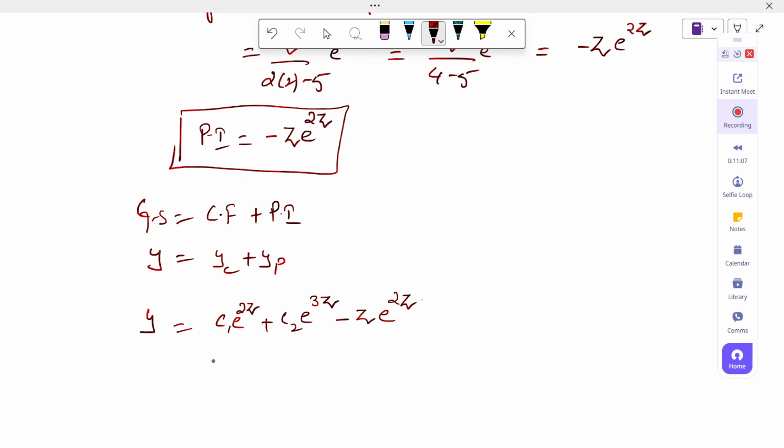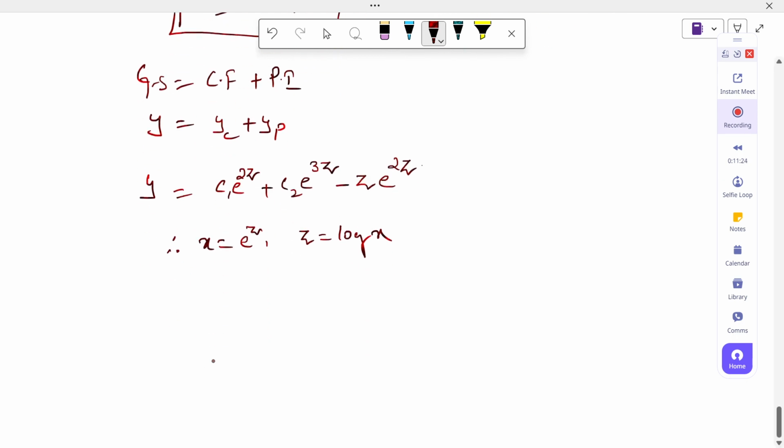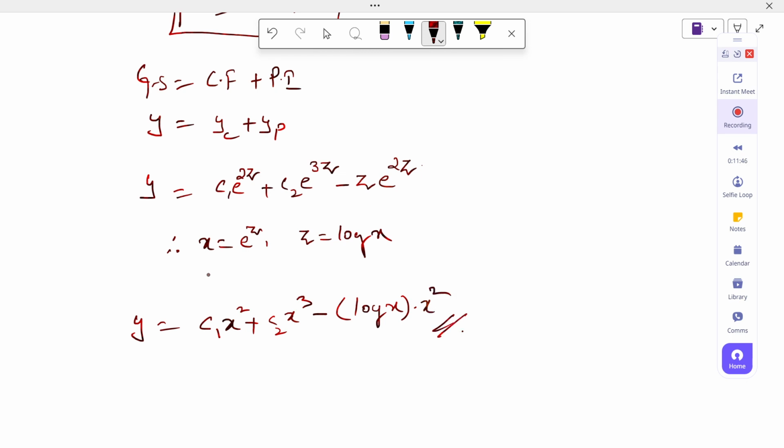You have to leave the answer in terms of x only. So what was your x? x equals e to the power of z, and your z equals log x. So your general solution will change to y equals c1 x square plus c2 x cube minus log x into x square. This is the required solution.